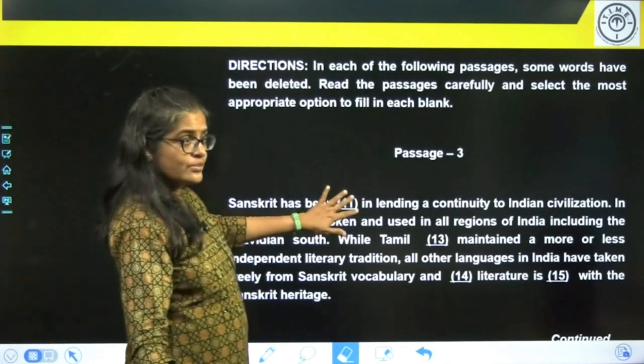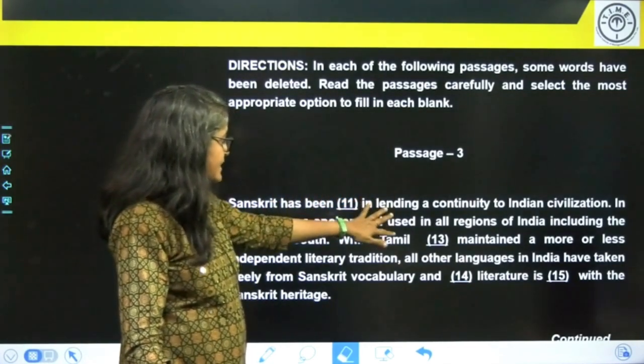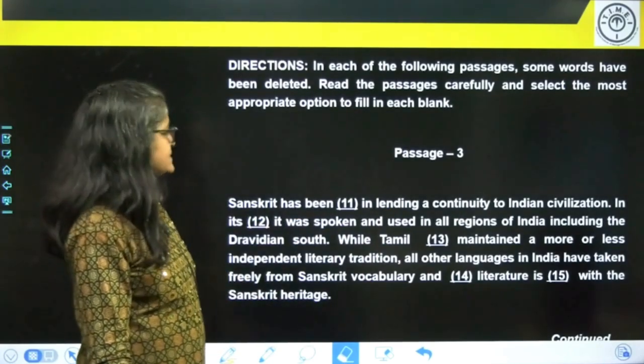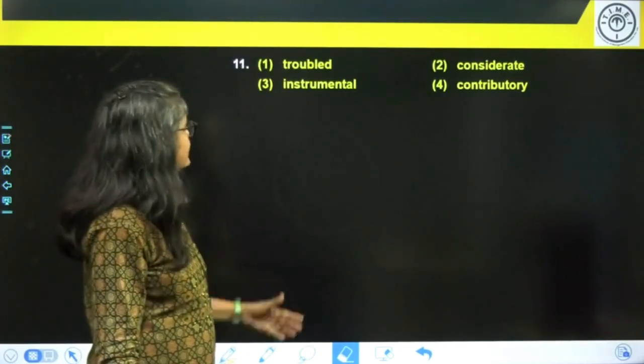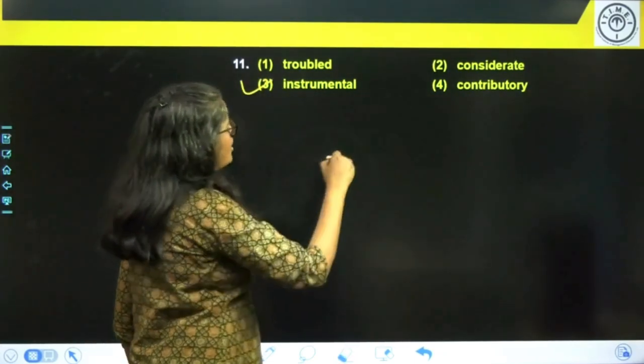So, the first question is Sanskrit has been dash in lending a continuity. We said something like instrumental, right? Let us see. There you go. The word is here. Instrumental.